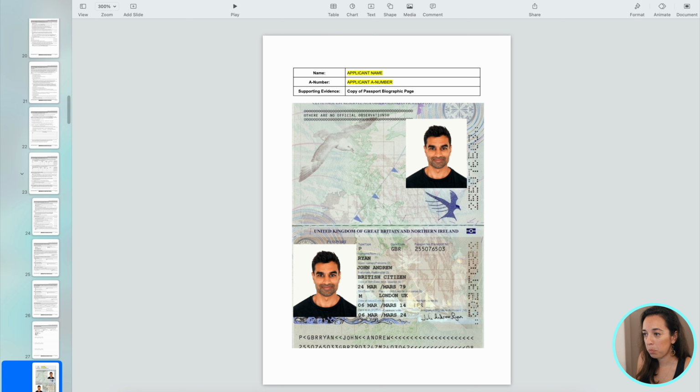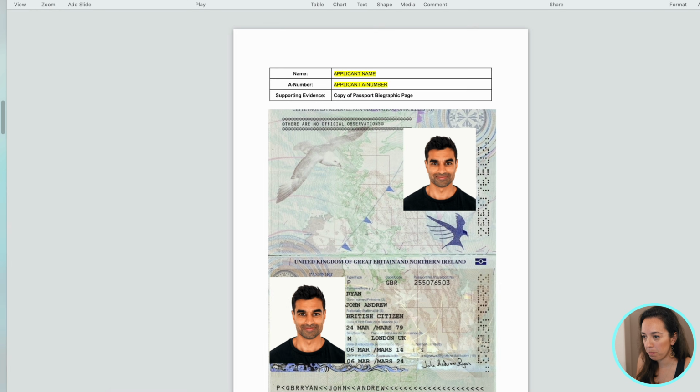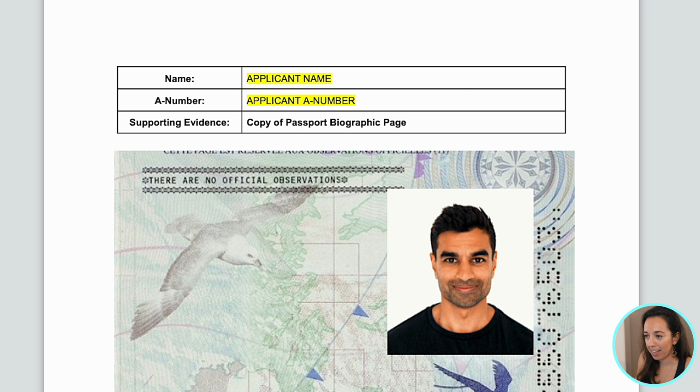Now we move on to the supporting evidence you need to provide for your I-485 form. And once again, this is just a continuation of everything in order of what we compiled together. First is the applicant's passport page. On the top of every page, we included my husband, the applicant's name and A number, as well as a short title to describe the document that we're submitting. For example, copy of passport biographic page.